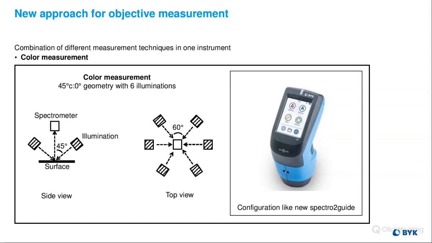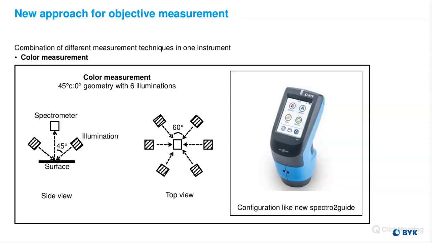So to start, we'll go over its color measurement capabilities. We have a typical 45-0 geometry setup. What that means is if you look at the side view here, we have illumination coming from 45 degrees to the observer, which is a spectrometer directly overhead of the surface that's being measured. So it's lights coming in from 45 degrees and measurements being taken at 0 degrees.